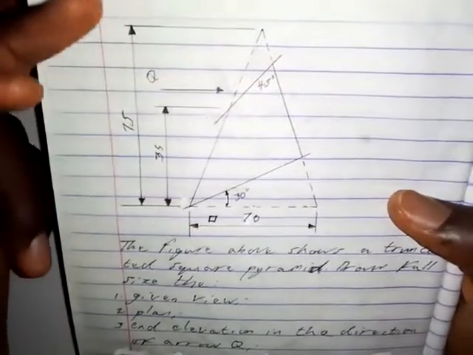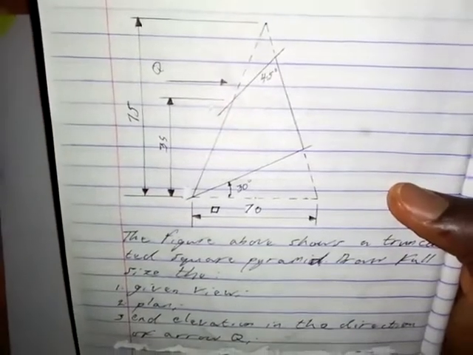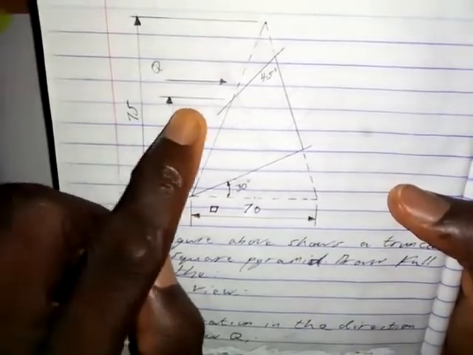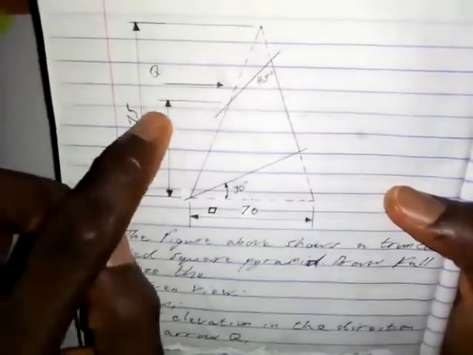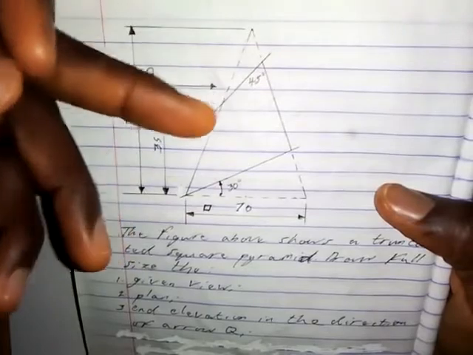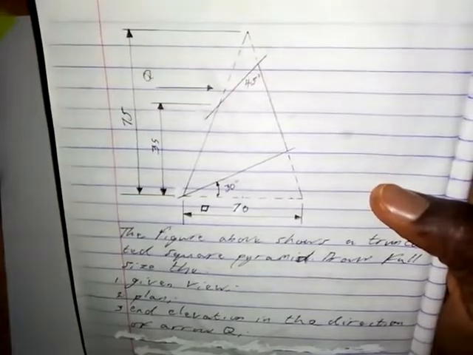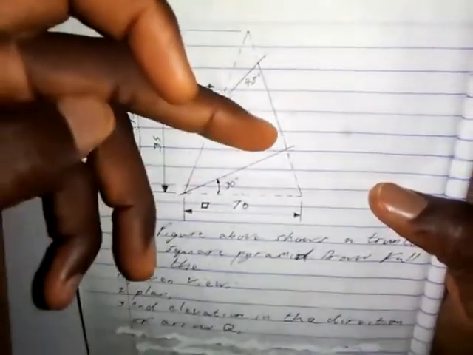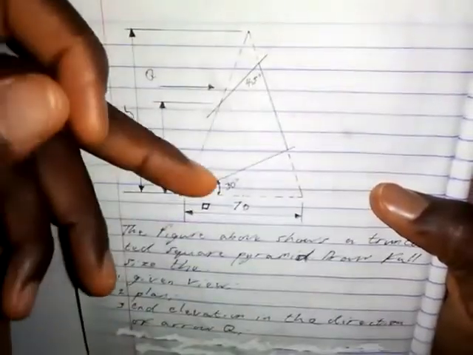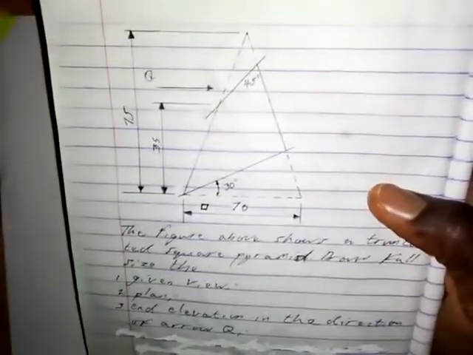Now the height of the pyramid is 75 mm, as we are told that it's a square pyramid. The height is 75 mm, and the distance from this point to where the cutting plane touches this side is 35 mm. Then this cutting plane that cuts the upper part of the pyramid is at angle 45 degrees to the horizontal line, while this second cutting plane that cuts the base of the pyramid is at angle 30 degrees to the horizontal line.